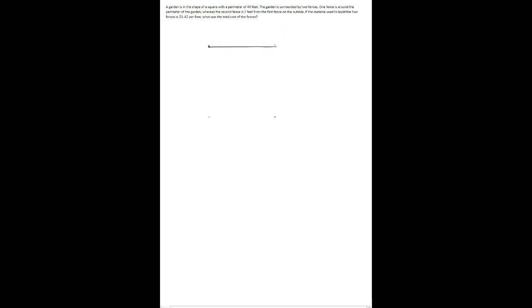A picture of the fence here. Okay, there's our fence. It's a square, and we're given that we know the perimeter is 40 feet. So the perimeter of the first fence is 40 feet, or perimeter of fence 1 is 40 feet.